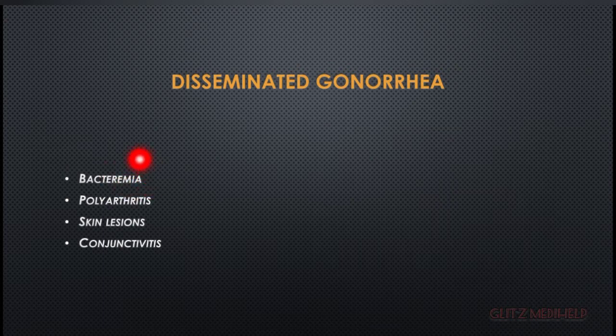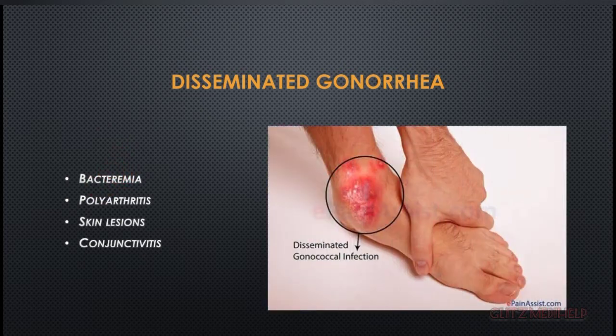So, there will be, it's a rare case, the bacteria entering into the blood and causing gonococcal bacteremia, which is characterized by polyarthritis, skin lesions, conjunctivitis, endocarditis, and so on. So, this is called disseminated gonorrhea.